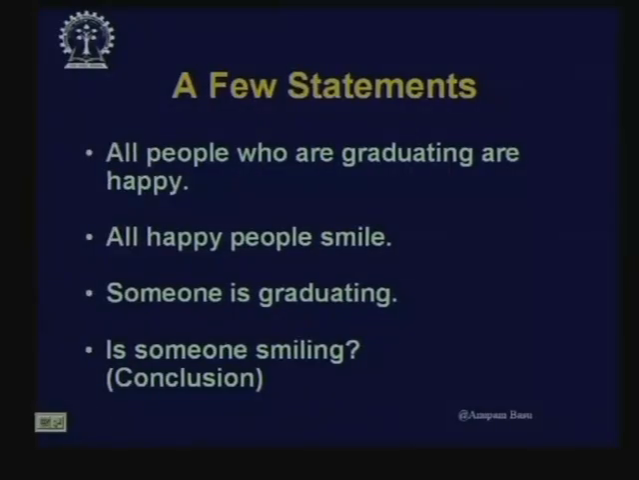So, let us start with another set of examples. Let us consider a few statements as shown here. All people who are graduating are happy. All happy people smile. Someone is graduating. Is someone smiling? That is the conclusion that I want to prove. Here it has been posed as, is someone smiling? I want to have an answer yes or no, but that is equivalent to proving the statement, someone is smiling. If that is proved, the answer is yes. If it is disproved, that means no one is smiling, then the answer to is someone smiling is no.